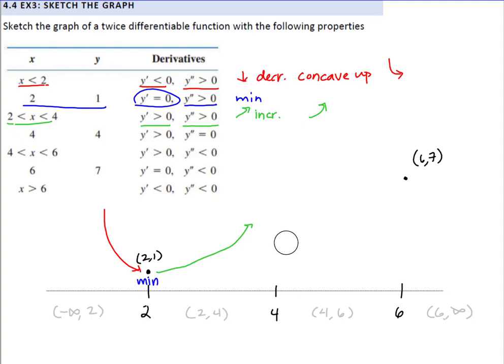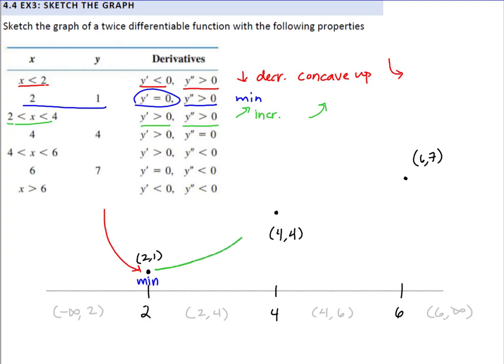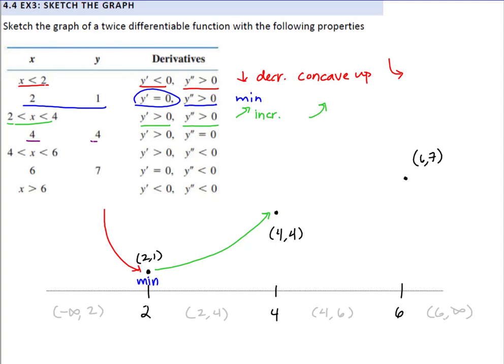Now, of course, the way I've spaced this, my 4 point wasn't exactly right. So, again, it doesn't have to be perfect. It's just the idea of what we are doing. And we just want to make sure that we are drawing that graph as it should appear. So we go up. That is concave up. It's curving up. Now, what is happening here at 4, 4?